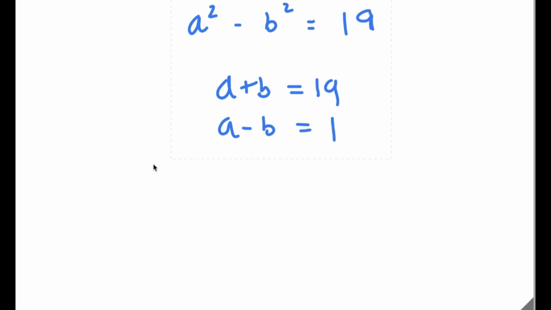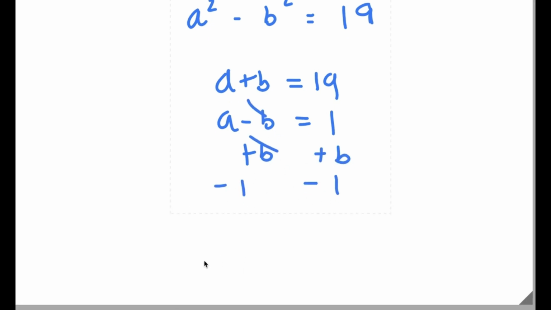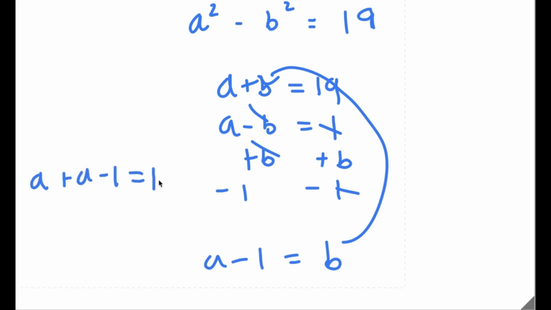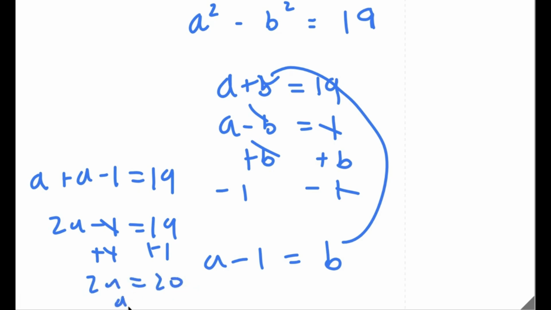We can simply solve for a and b because this is a system of equations. So if a minus b equals 1, I'm going to add b on both sides and subtract 1 on both sides. So then these two cancel out and I'm left with a minus 1 is equal to b. So now I can go ahead and plug this into my original equation. So now I have a plus a minus 1 is equal to 19. A plus a is 2a, so I have 2a minus 1 is equal to 19. If I add 1 on both sides, I get 2a is equal to 20, meaning a is 10.